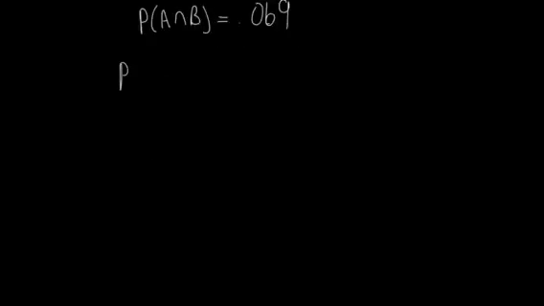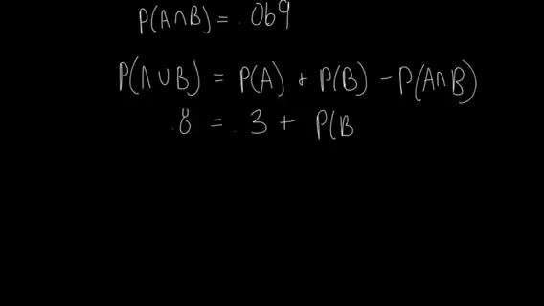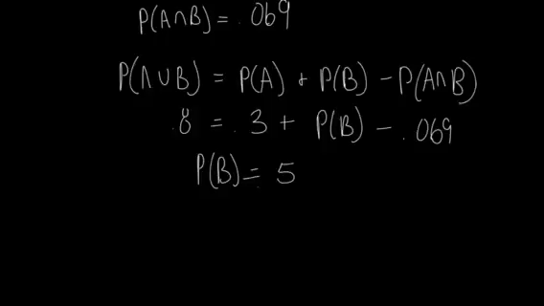Now we're going to use the second equation. So the probability of the union of A and B is equal to the probability of A plus the probability of B minus the intersection. And we know all but one of these variables, so we just plug in all of the numbers that we already solved for. And we get that the probability of B is equal to 0.569. Which is letter E in the multiple choice question.